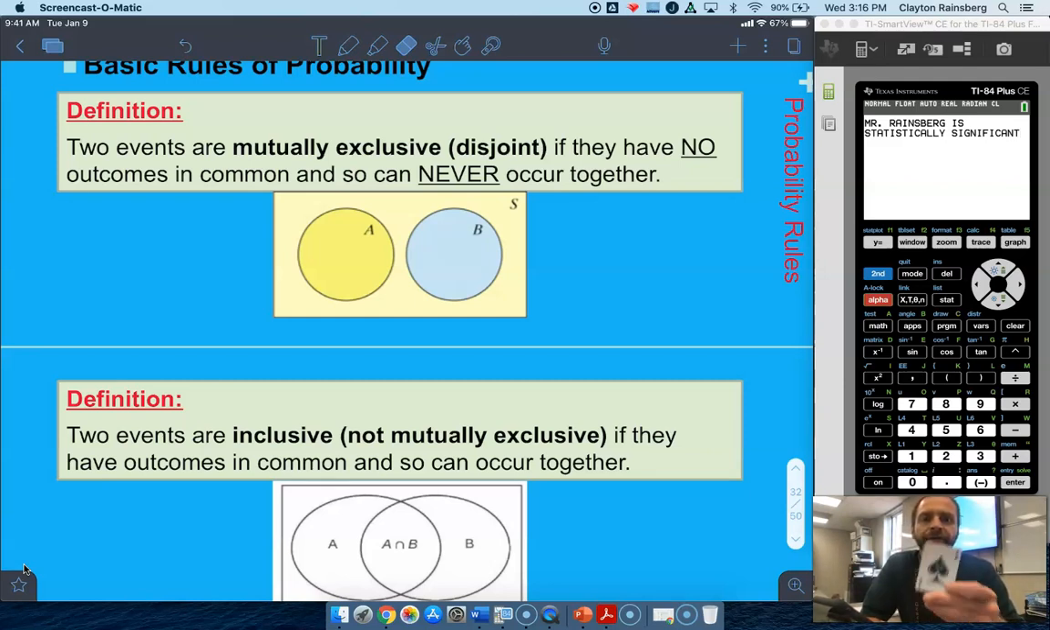You have the ace of spades. I counted that twice because this was counted in the spades group and it was counted in the ace group. So I would have to subtract however many times it overlaps, and it overlaps one time. And that's a not mutually exclusive example for it.